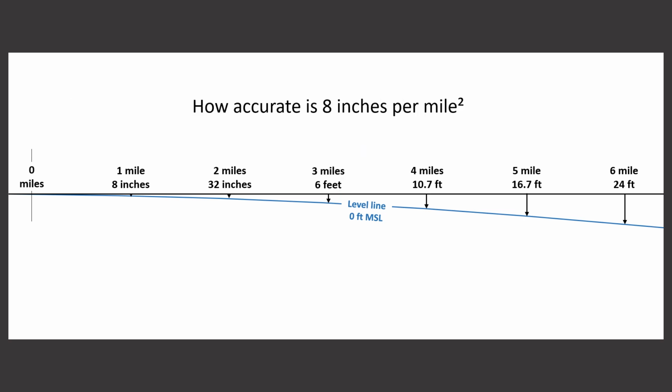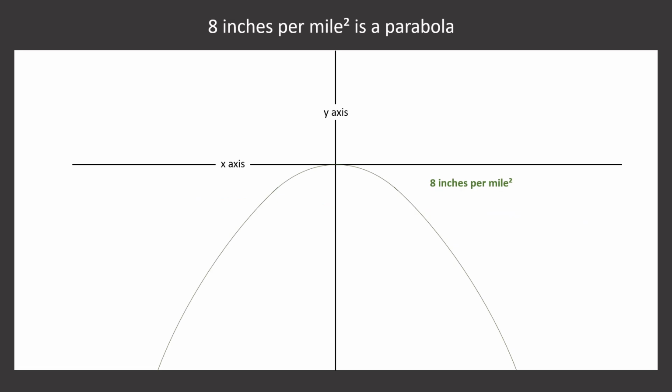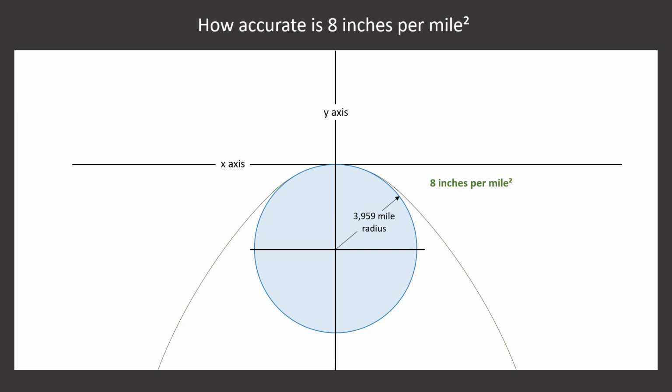feet. But I'm not making a video about that because I'm curious as to exactly how accurate is 8 inches per mile squared. Now, I think most people know that when you make a graph of 8 inches per mile squared, it is a parabola. But the apex of that parabola is a very good match to a circle that has a radius of 3,959 miles. So let's see how accurate 8 inches per mile squared really is.